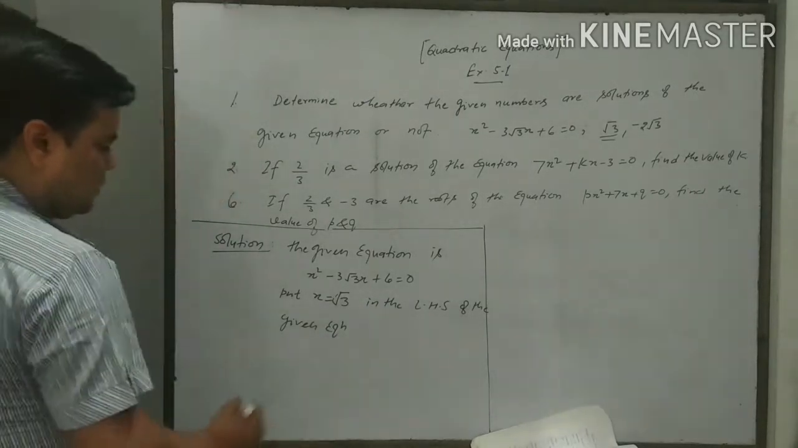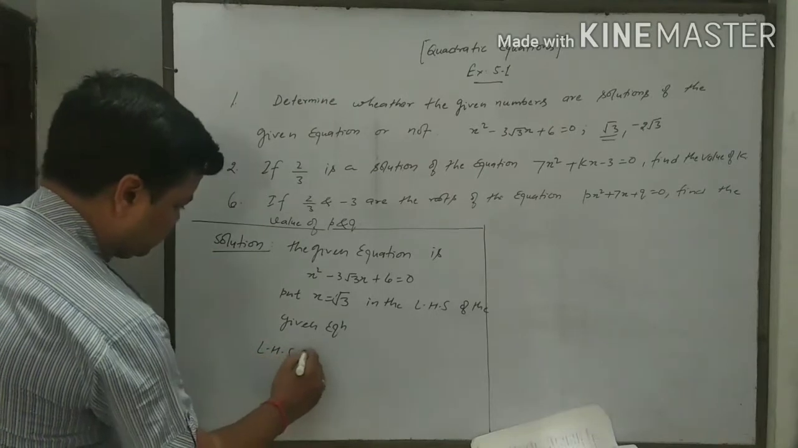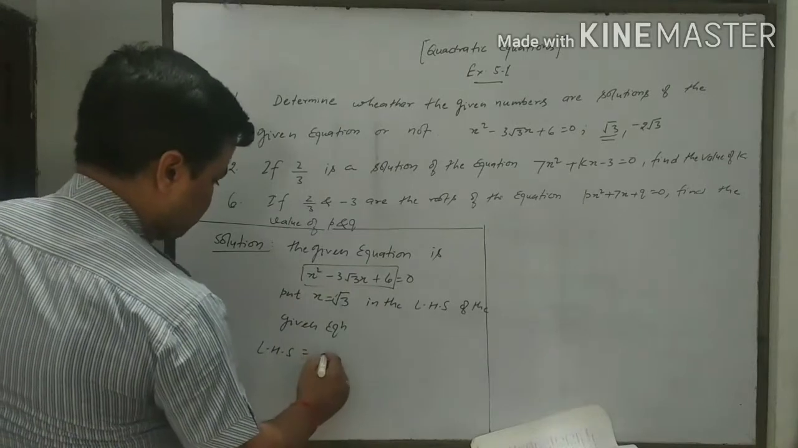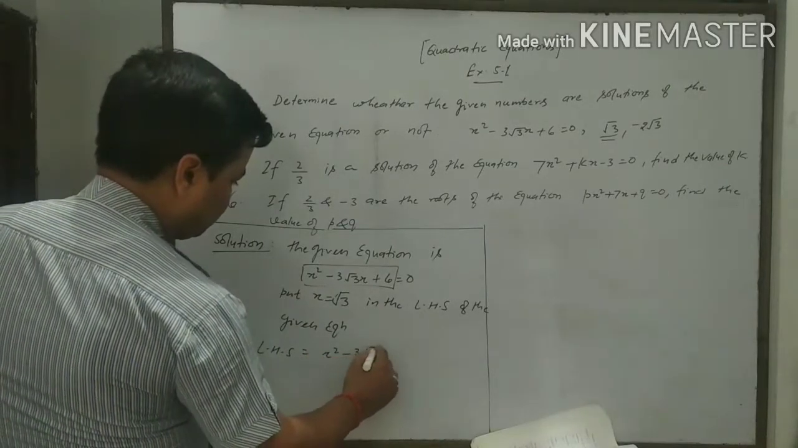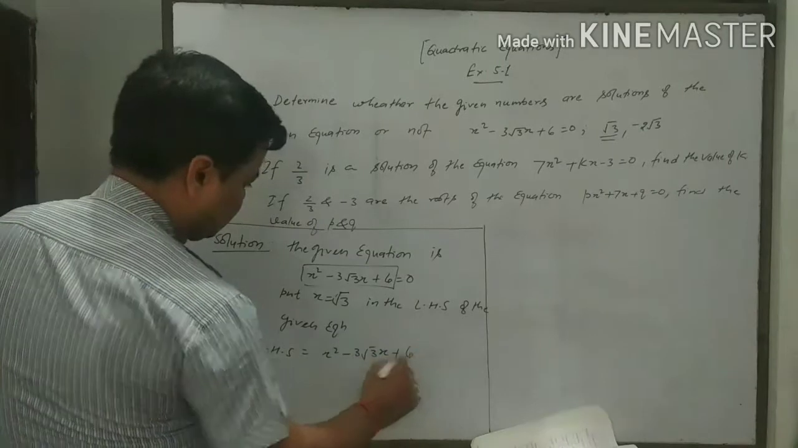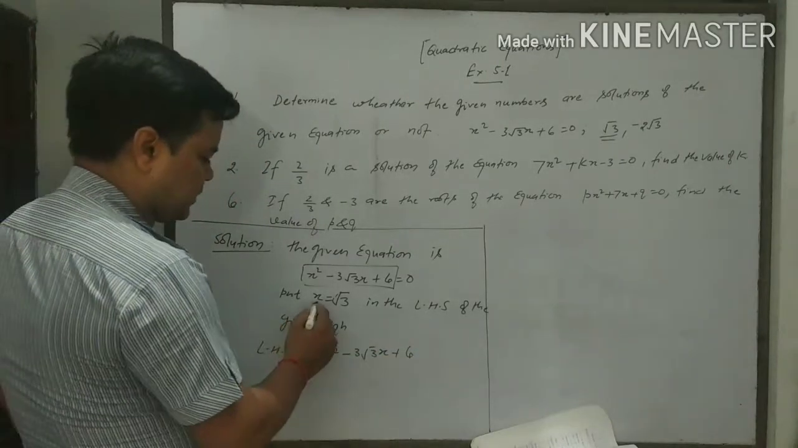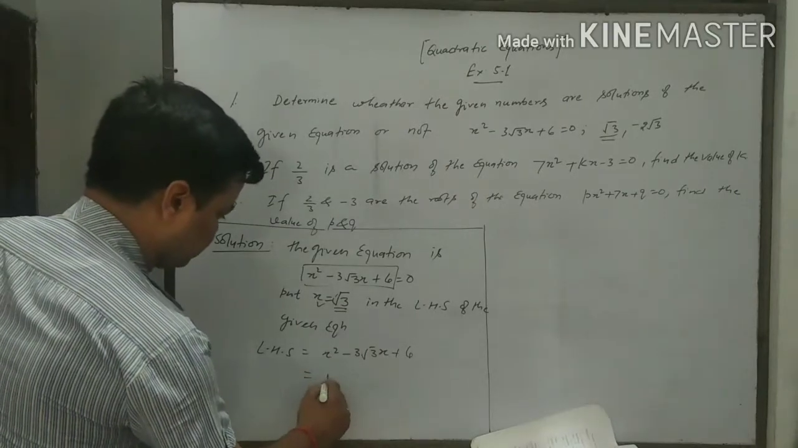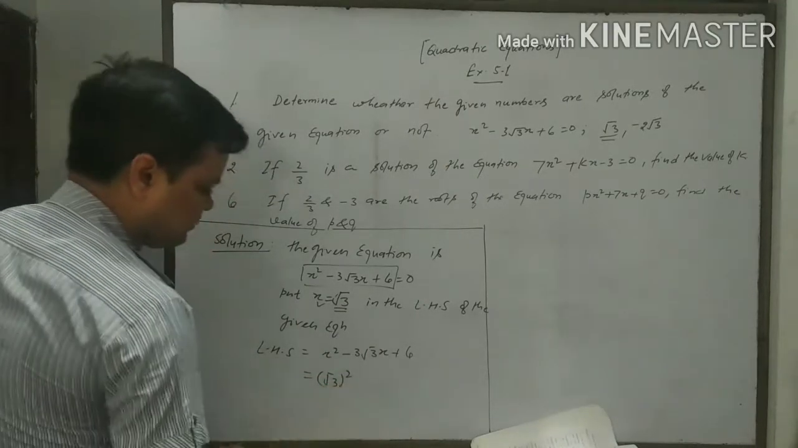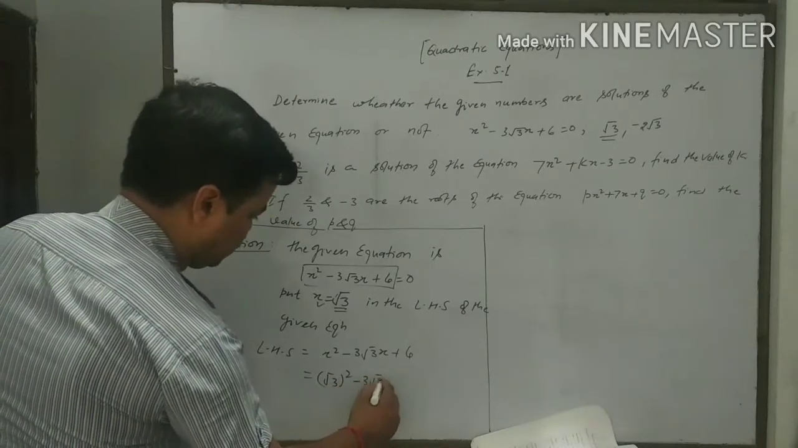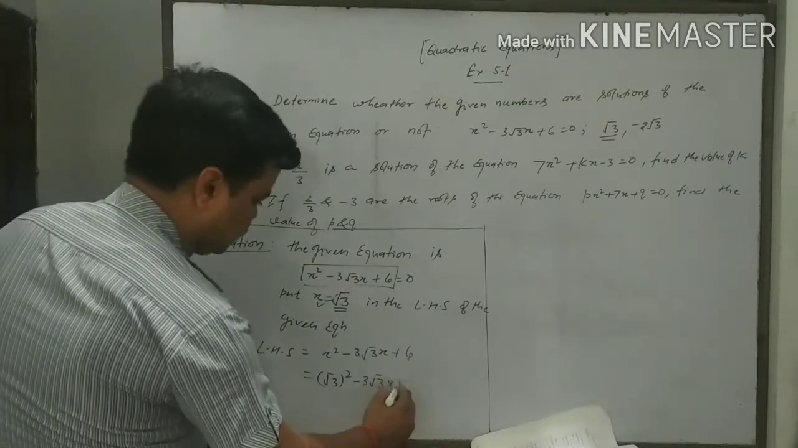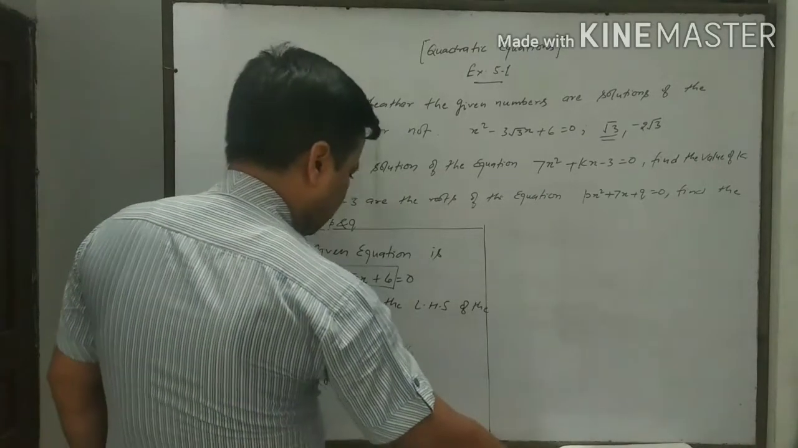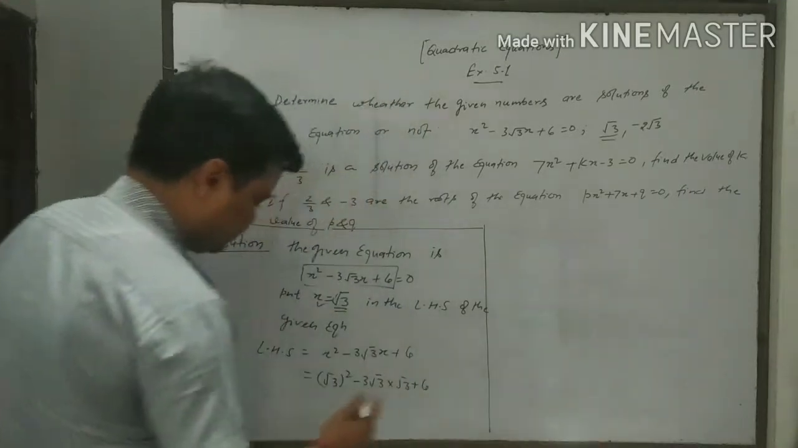Then the left hand side is equal to, what is the left hand side? This is the left hand side, which is x square minus 3 root 3x plus 6. Now in place of x we should put root 3. Then it will take this form: root 3 square minus 3 root 3 into x, that is root 3, and plus 6. Getting? Again, what do we do now?